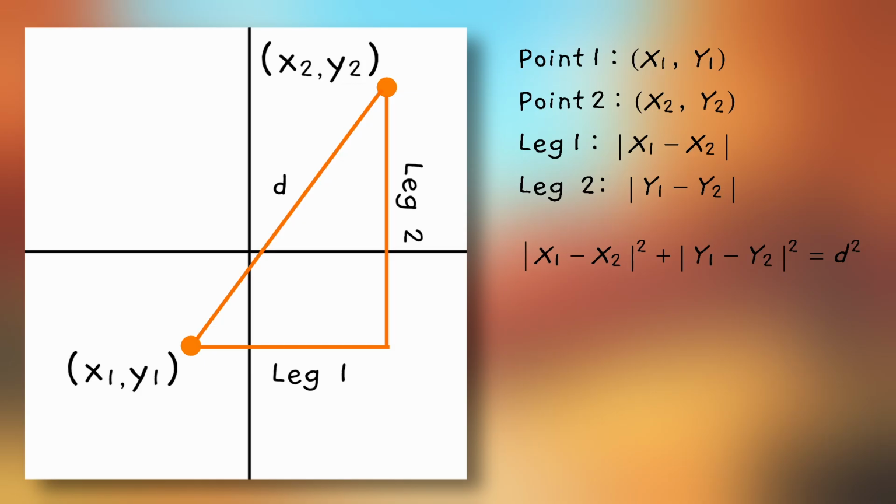Now this is an interesting point. x1 minus x2, let me write that here. We don't know if that's positive or negative, but if you square it, you're guaranteed to get a positive number. So with that in mind, you can drop the absolute value signs, because by squaring it, if there is a negative sign, it's going away. And once again, if we square the difference between the y-coordinates, we can drop the absolute value there as well.